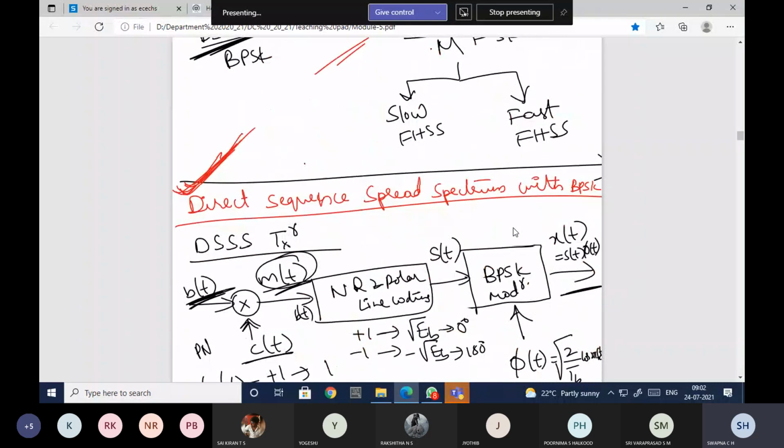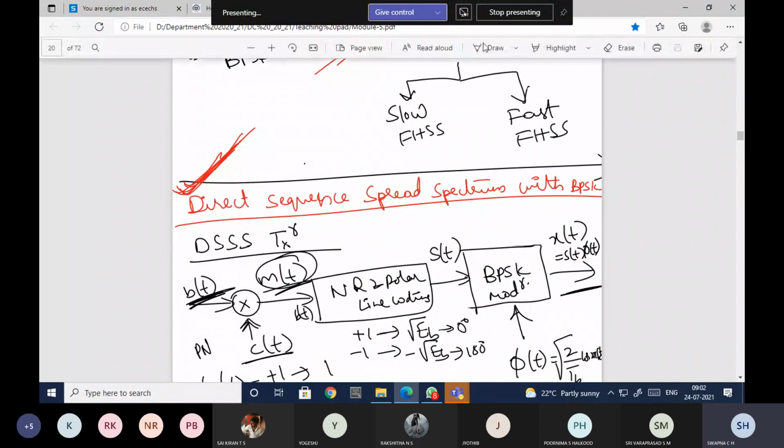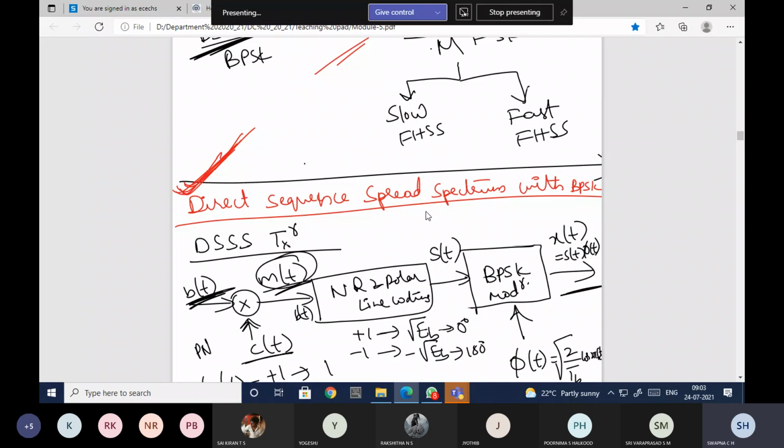So in the last class, we have seen a direct sequence spread spectrum with BPSK. Why are we going with the modulation scheme? Because if we want to transmit over a longer distance, we cannot directly transmit because of so many parameters. So we need to modulate the signal and then transmit it so that the reception will be proper. Reception in the sense the received signal will be properly decoded at the receiver end.